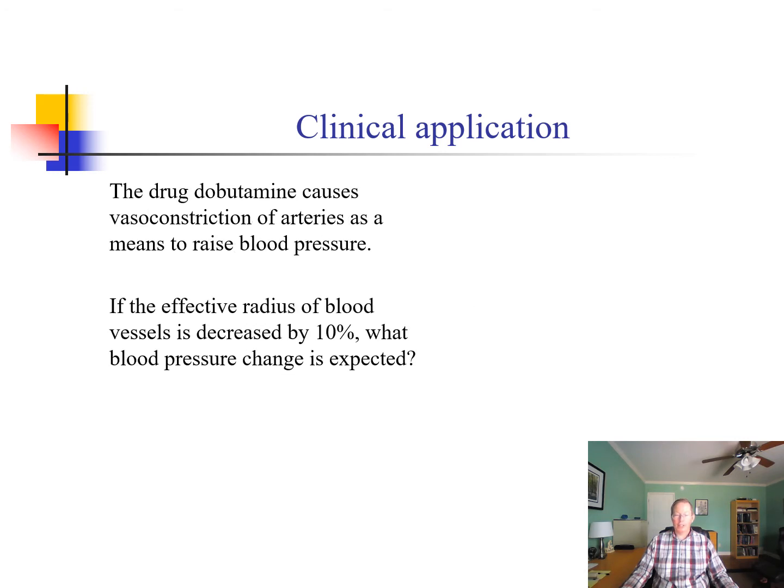Good. So the drug dopamine causes vasoconstriction of arteries, and we use this as a means to raise blood pressure. If the effective radius of blood vessels is decreased by 10%, what blood pressure change is expected?